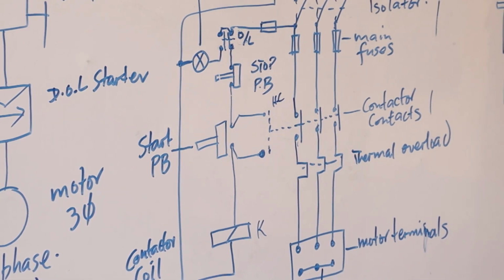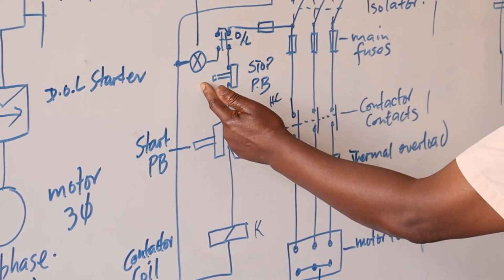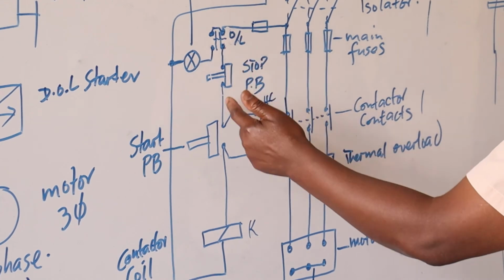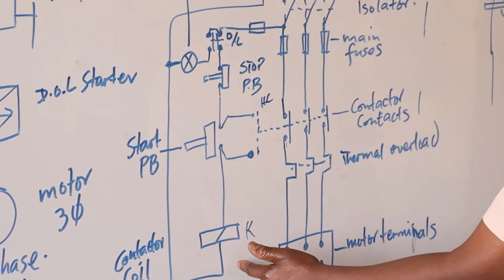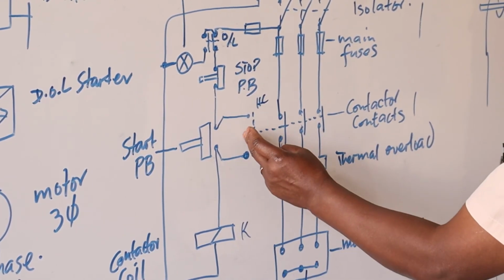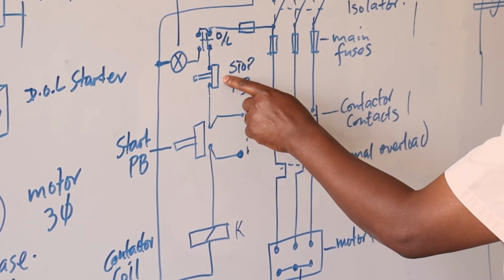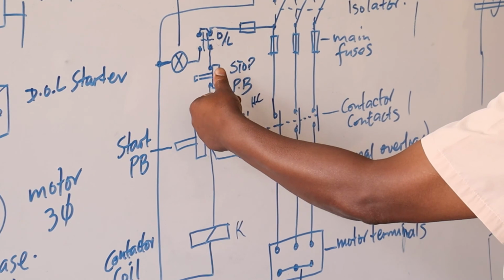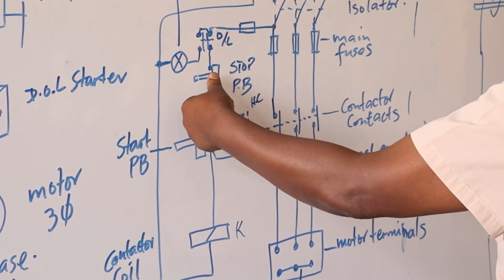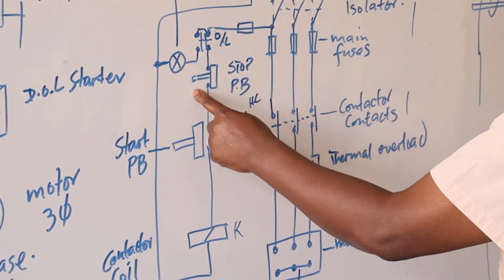When you want to stop, you simply press the stop push button and you interfere with the hold-on contact. So this one's de-energized, this one breaks. Again, this one is spring-loaded. When you press it, it will open the circuit, and when you release it, it comes back to that position.